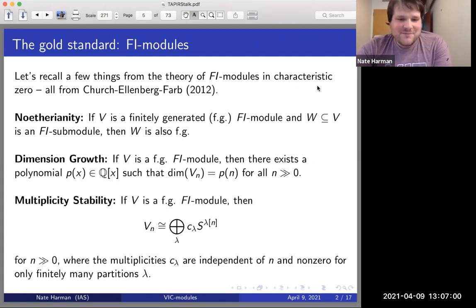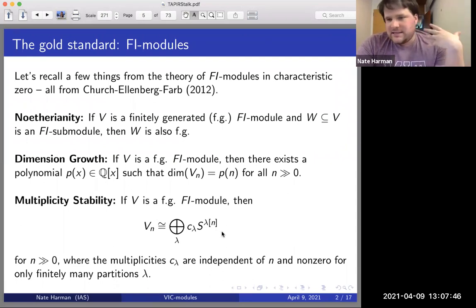And then finally, multiplicity stability, which I think is informally what people outside of this seminar think representation stability is really about. This is saying that an FI module gives us a sequence of representations of symmetric groups, and the decomposition into irreducibles doesn't depend on n past some point, up to some relabeling we do, where we take a partition and keep making the first row longer and longer. So hopefully this is familiar to everyone.